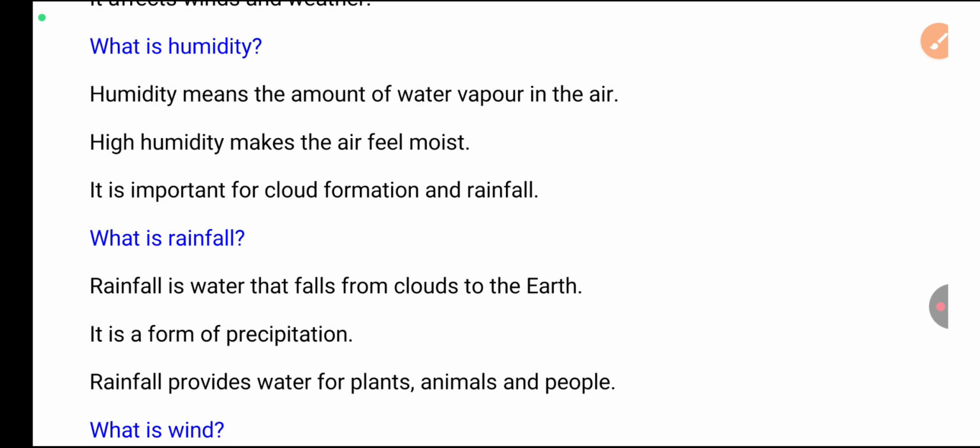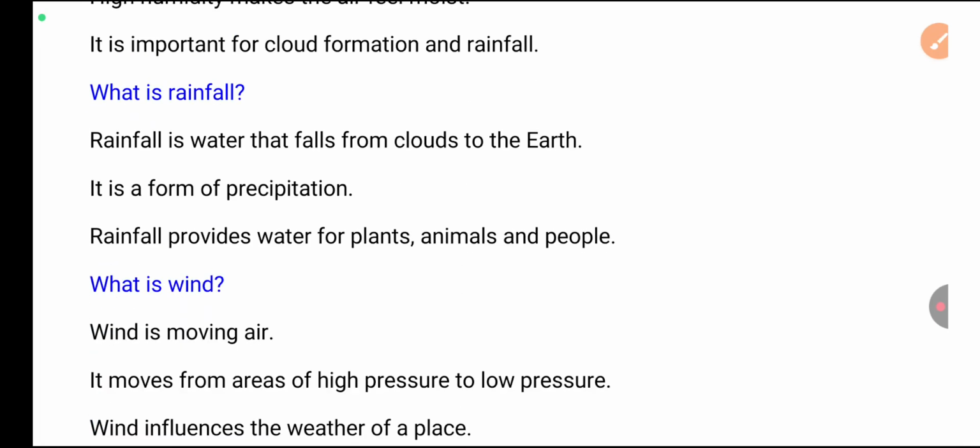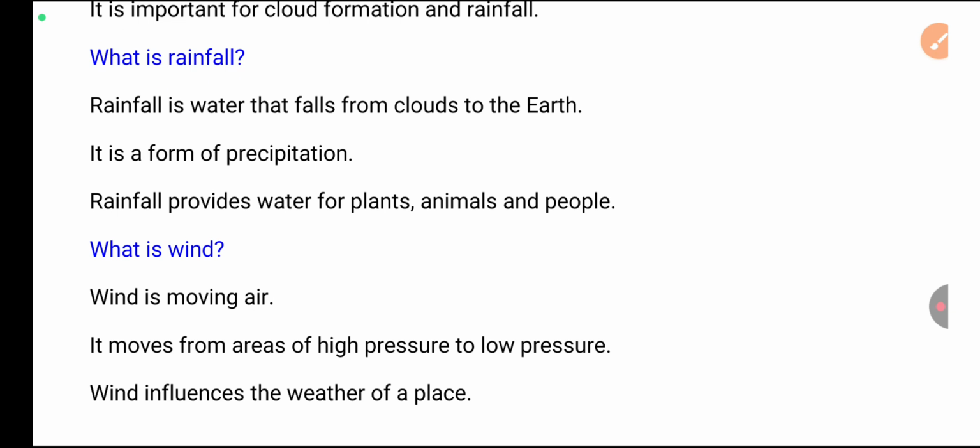Now moving to another question. What is rainfall? Rainfall is water that falls from clouds to the earth. It is a form of precipitation. Rainfall provides water for plants, animals, and people. What is wind? Wind is moving air. It moves from areas of high pressure to low pressure. Wind influences the weather of a place.